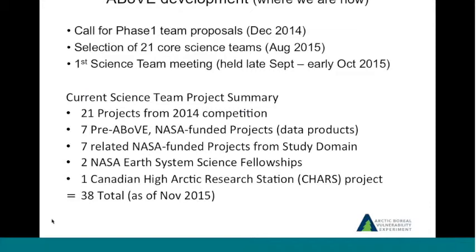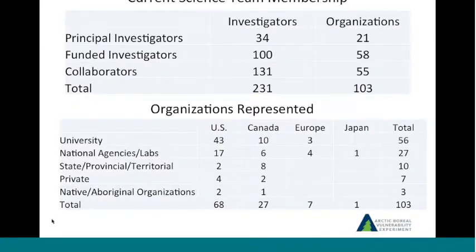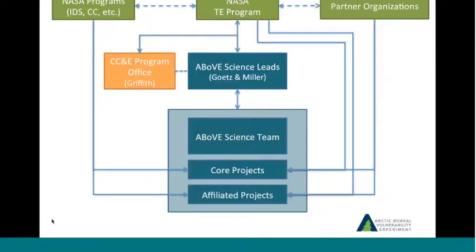I'll say a little bit more about that. But basically that means we've got 38 science teams currently as part of Above activities. And just to give you a sense for how that breaks out, it's 100 funded investigators at this point, 131 collaborators, so over 200 investigators now involved from more than 100 organizations, mostly within the U.S. and Canada, but we expect that to expand, again, as Above evolves through these various phases. So it's a significant effort that's underway.